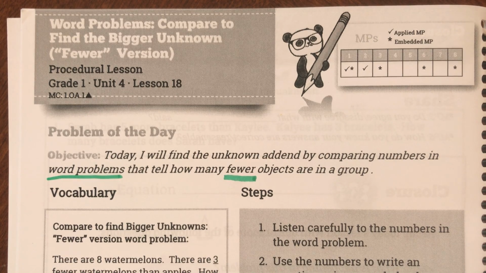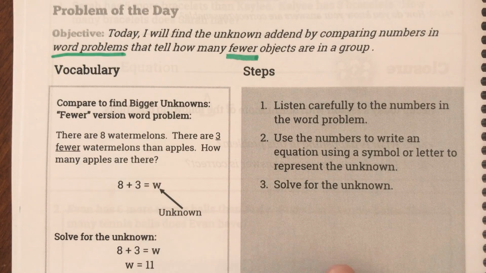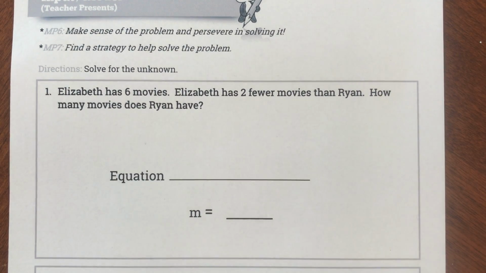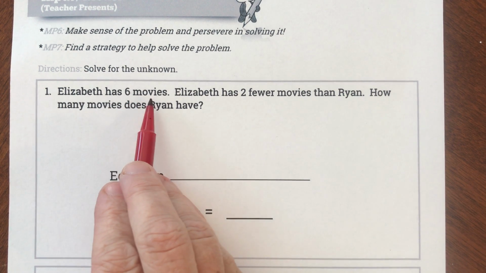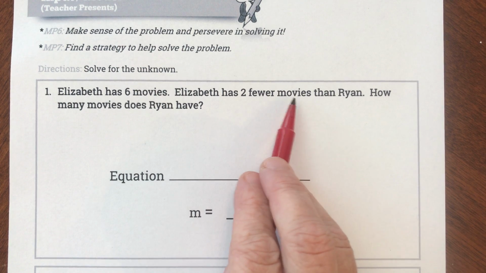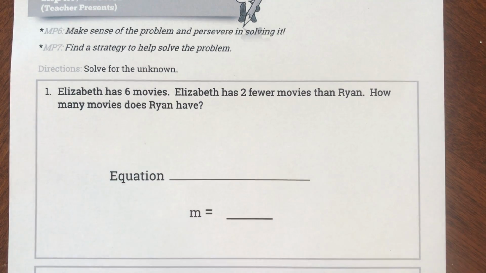How many fewer, okay? So boys and girls, I'm not going to spend time on this today because we've already done this 2 times. I'm just gonna get started on this. Okay, so here's my first problem. And my first problem says, Elizabeth has 6 movies. Elizabeth has 2 fewer movies than Ryan. How many movies does Ryan have?